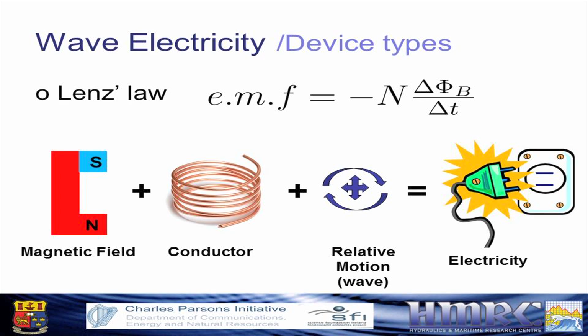And we know now how devices capture the movement from waves, and from Lenz's law, we know that if we have a magnetic field and a conductor, and we have relative motion between the two created by waves, then we get electricity. So that's basically how it works. Okay.